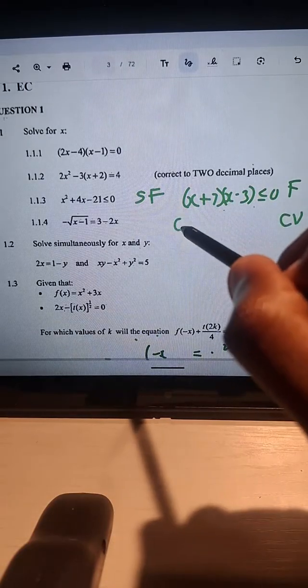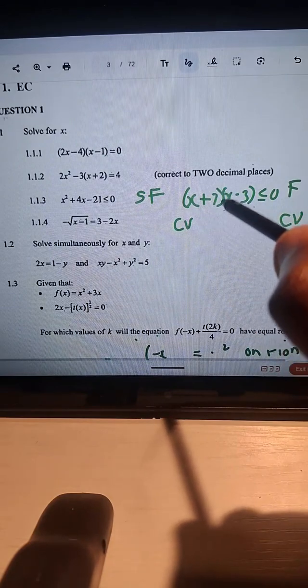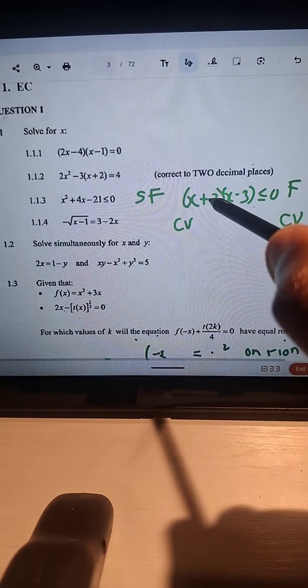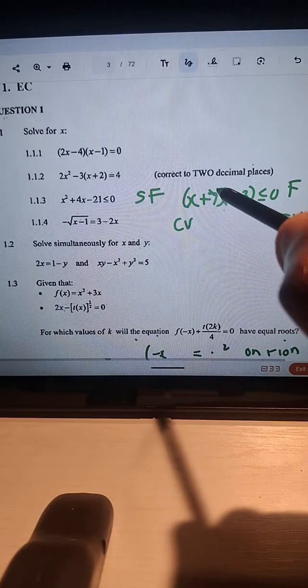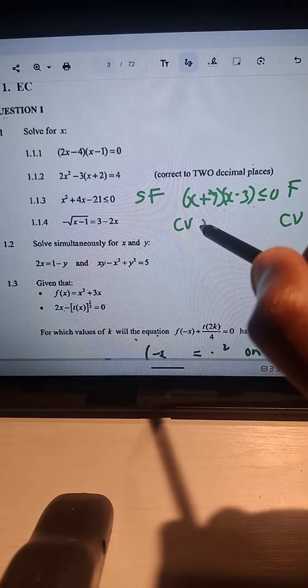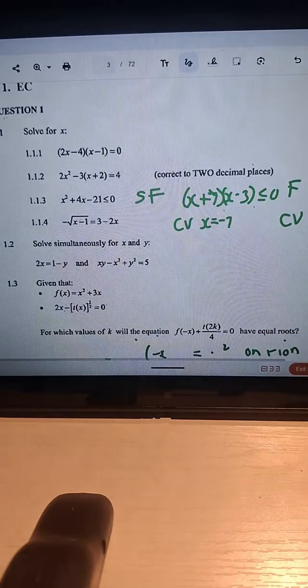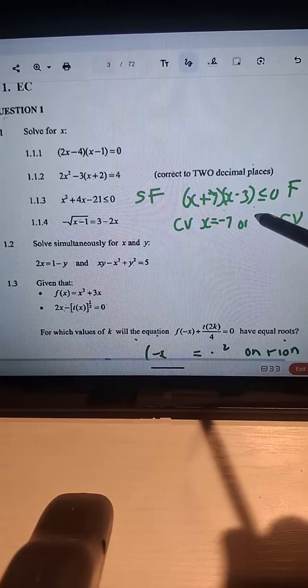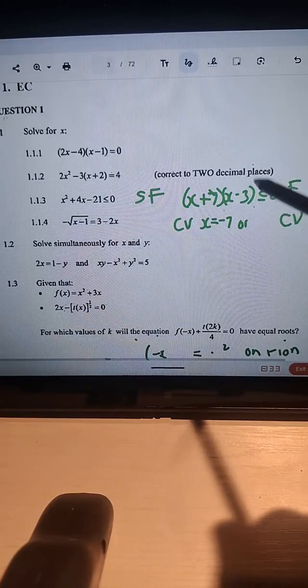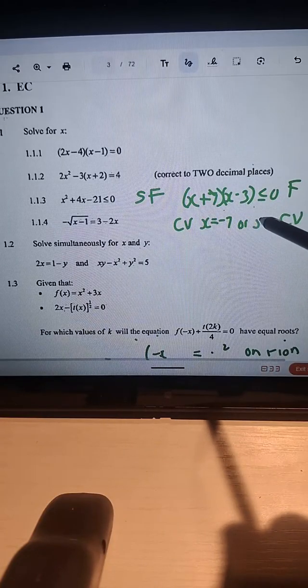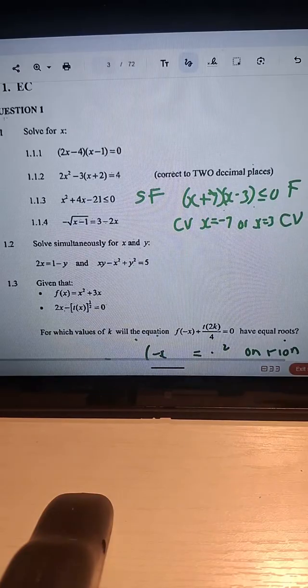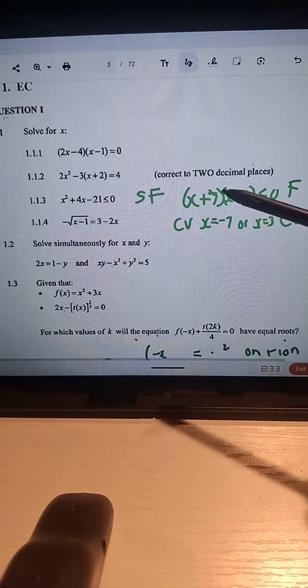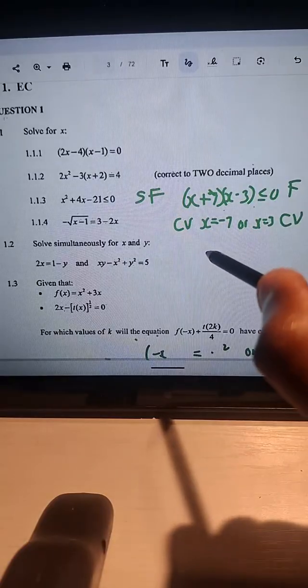Critical values, we say CV. In this bracket, what would make it 0? It's when x is equal to negative 7. That's your first critical value. The second critical value, what would make this bracket be 0? When x is equal to 3. That's what we mean by critical values. It's like your solutions, your roots. But critical values are not our final solution. They are our way station to the answer.